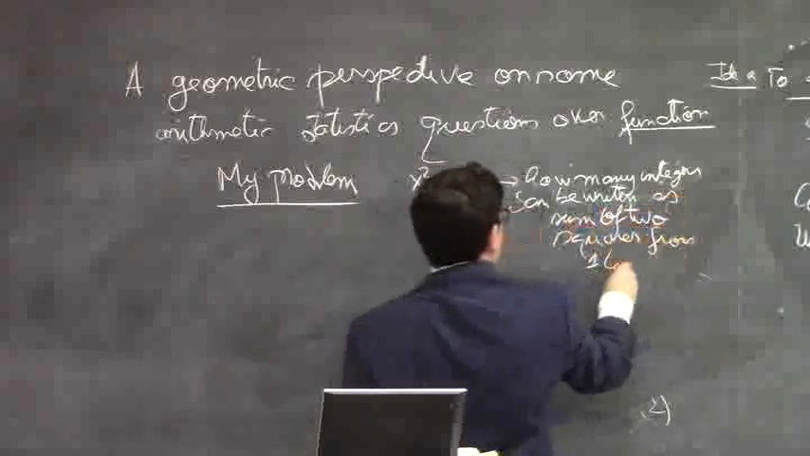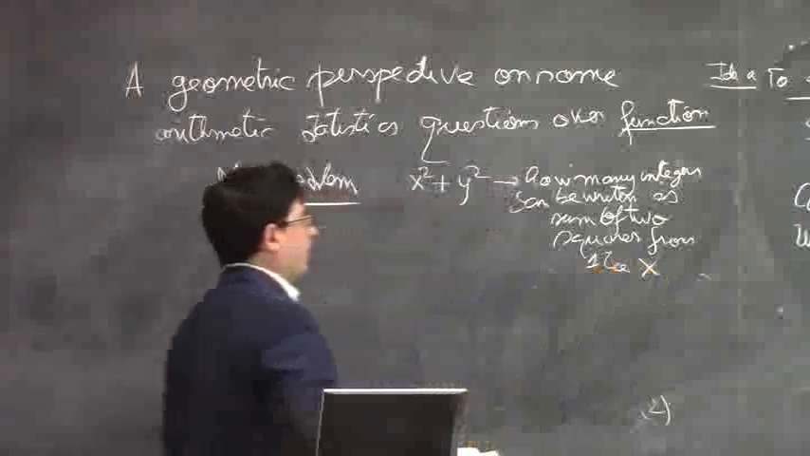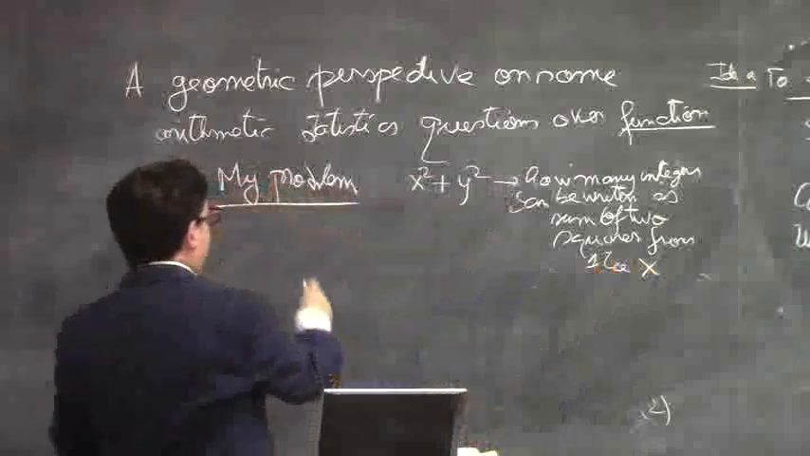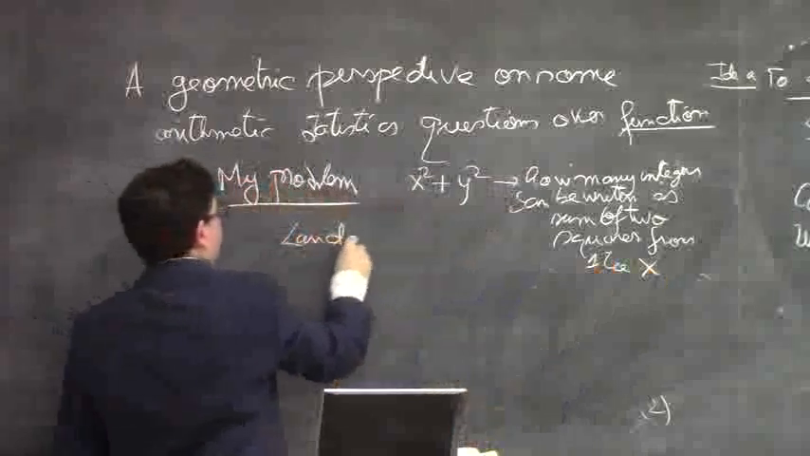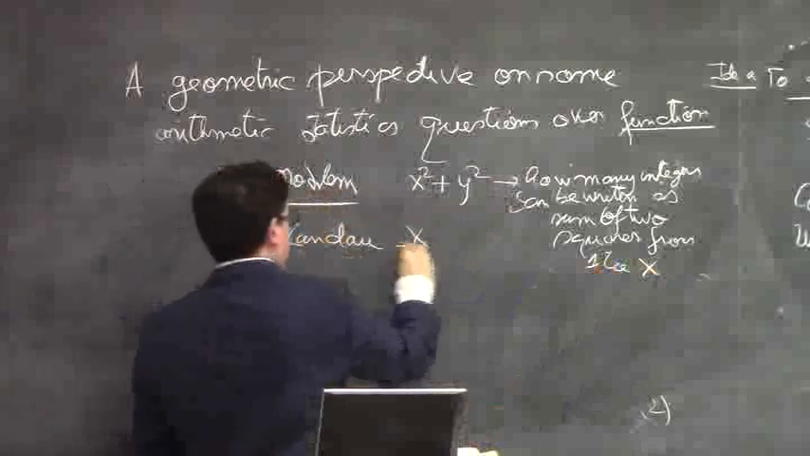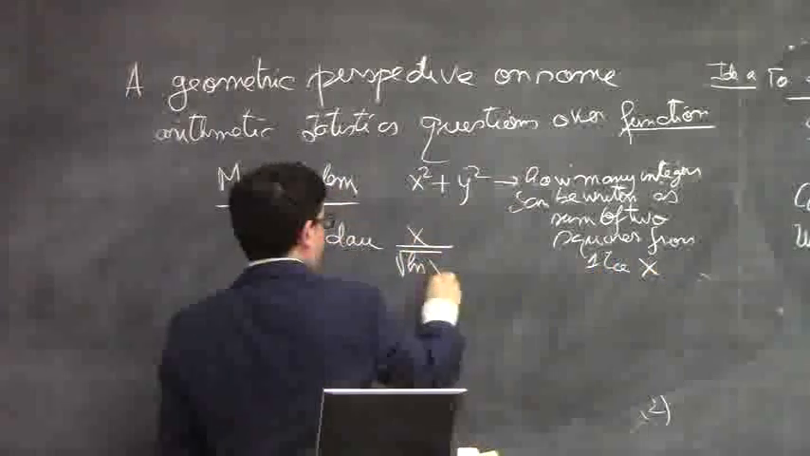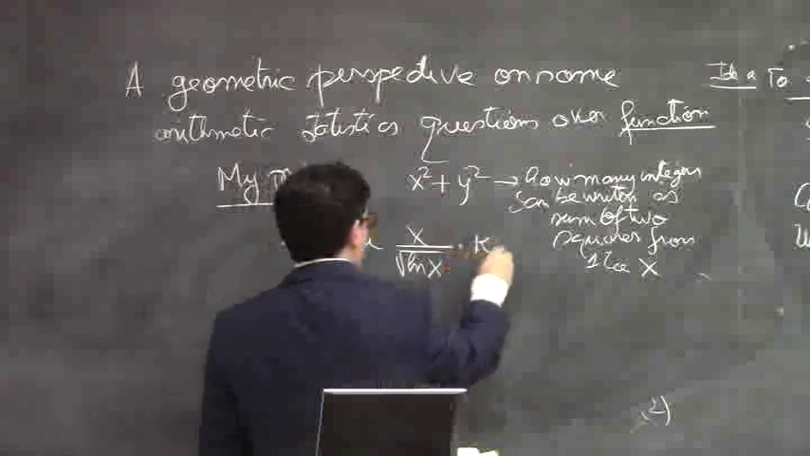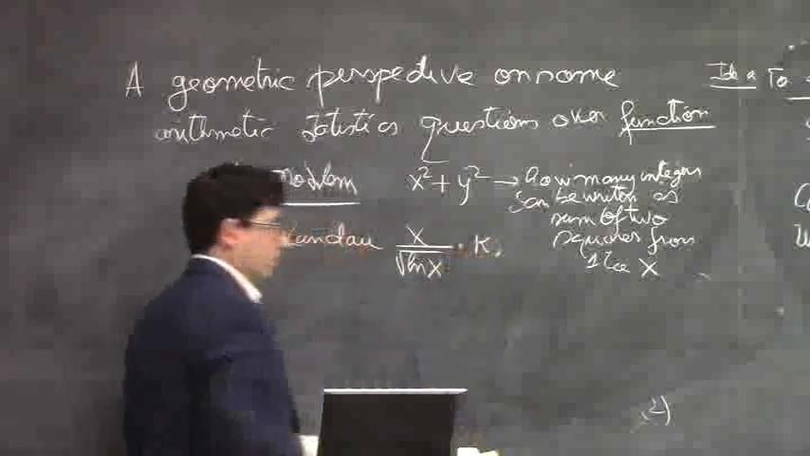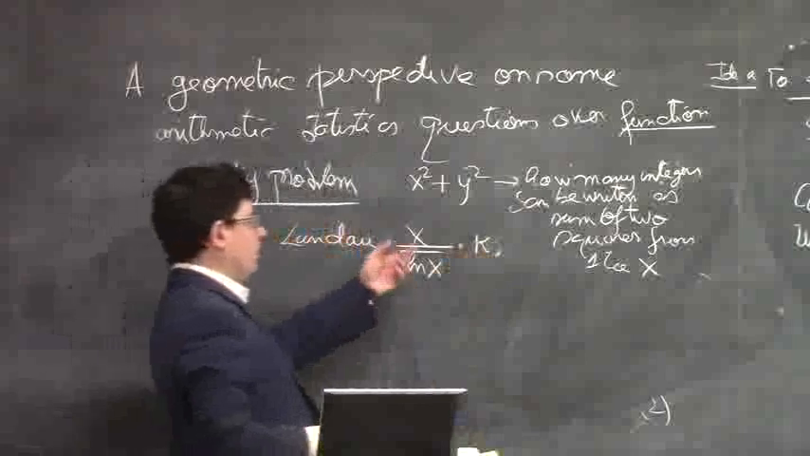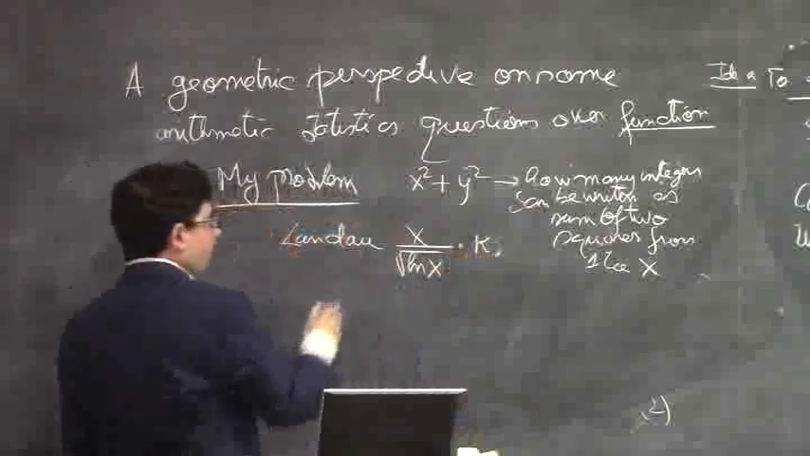From 1 to x. Okay? So the classical result over Z of Landau: Landau basically proved that this is x over root log x times some constant k. Okay, so that's over Z. So that's the main term.